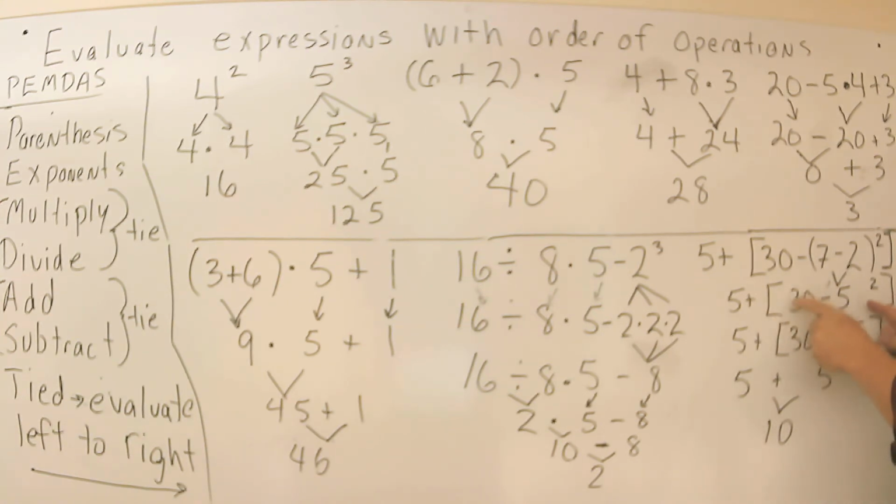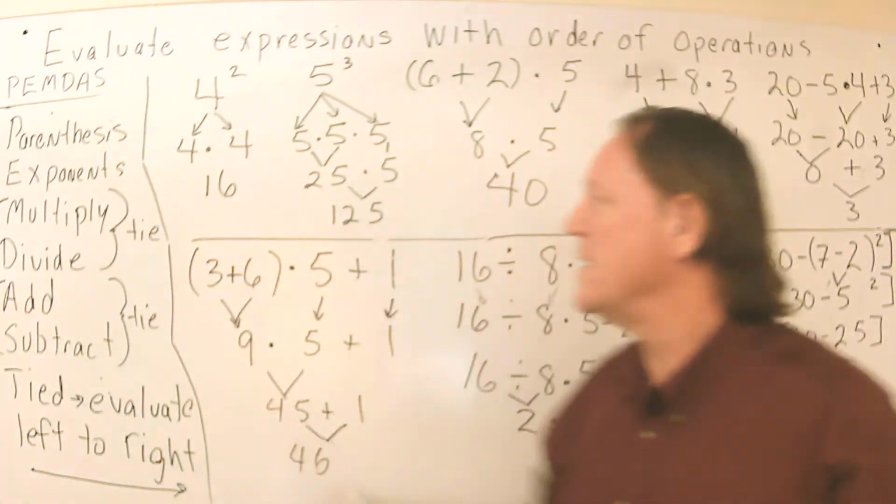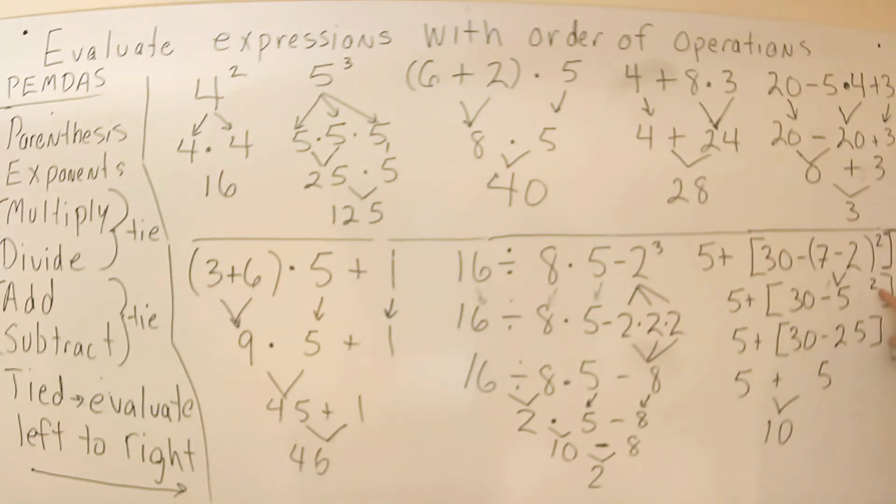Looking inside these brackets, we have an exponent, 5 to the second power. We'll do 5 to the second power. Exponents are to be done after parentheses. So working from the inside out, do everything inside the parentheses first. The brackets, I should say. 5 squared is 25, bring down the 30, the bracket, and the 5. Working inside the brackets, 30 minus 25 is 5. And now we have 5 plus 5, which is 10.